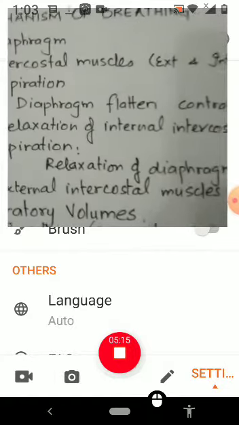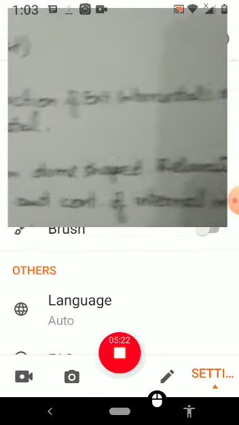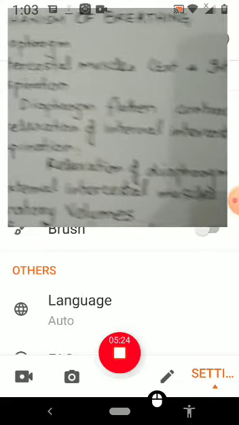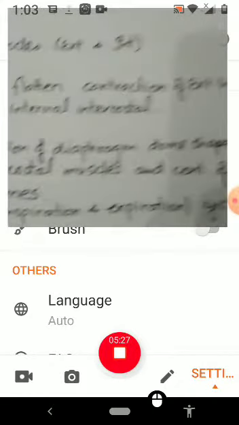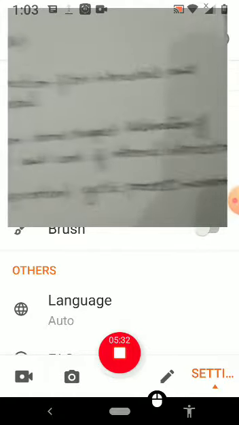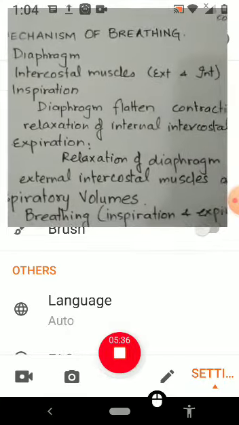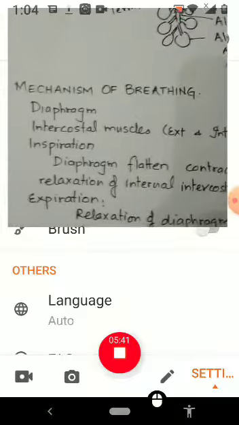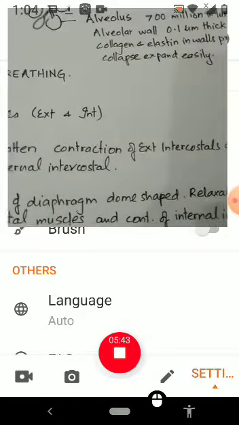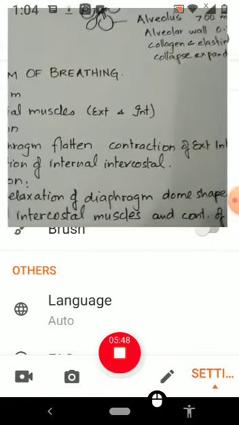During expiration, the relaxation of the diaphragm causes it to change back into its dome shape. The relaxation of external intercostal muscles and the contraction of the internal intercostal muscles causes the rib cage to be drawn backwards. When we were studying inspiration, the external intercostal muscles contracted and the internal ones relaxed.